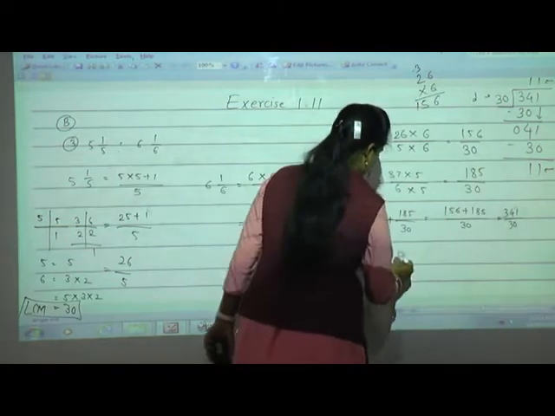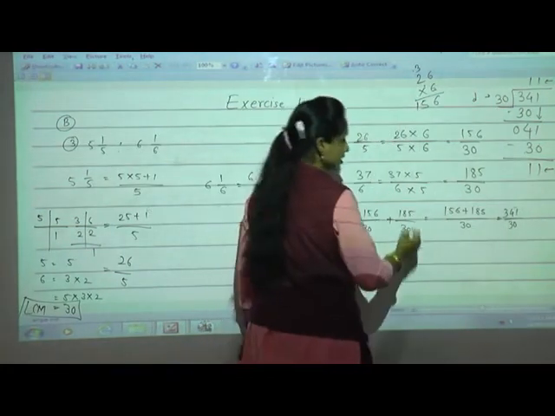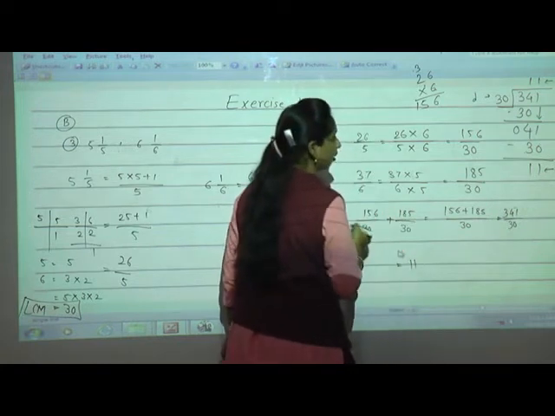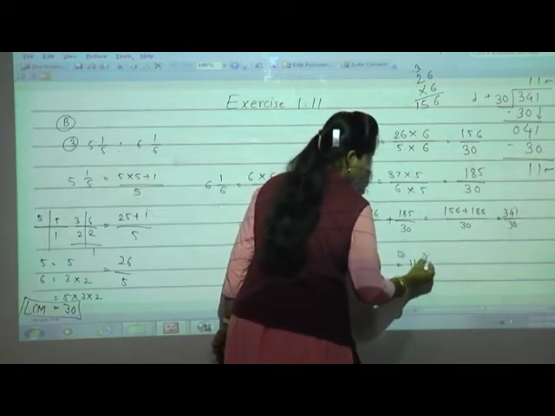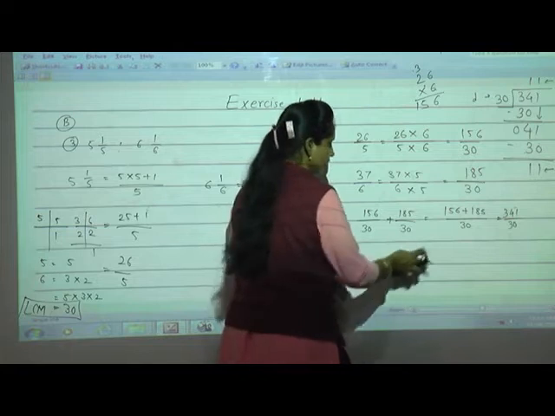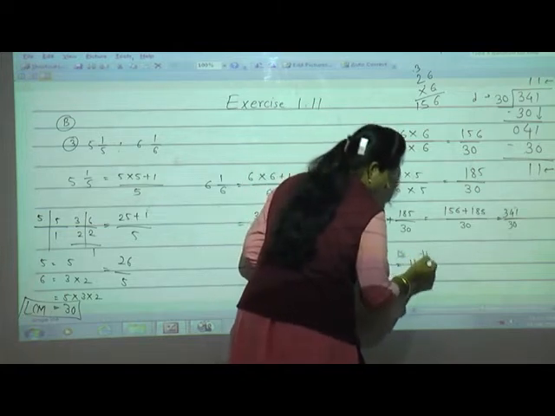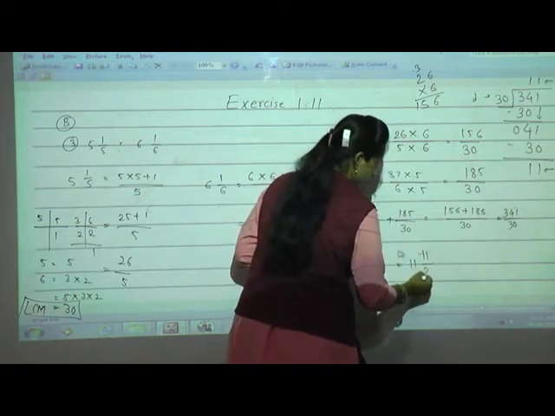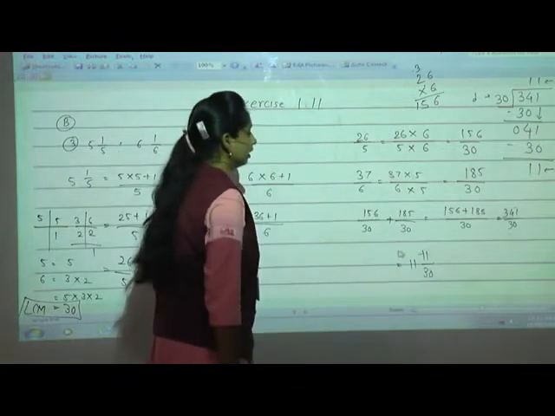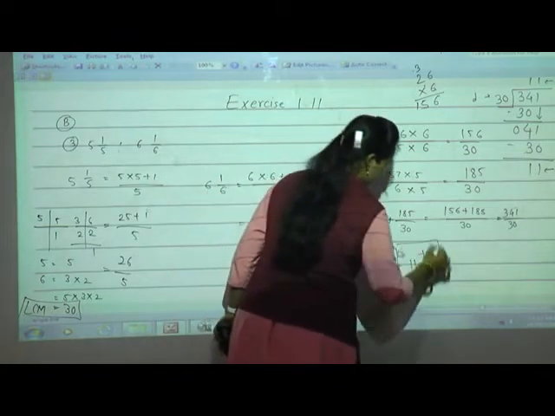So how can we write the answer? See, first the quotient is a natural number or whole number. The remainder will come in the place of the numerator. So the remainder is 11 upon 30. Clear? This is the main answer.